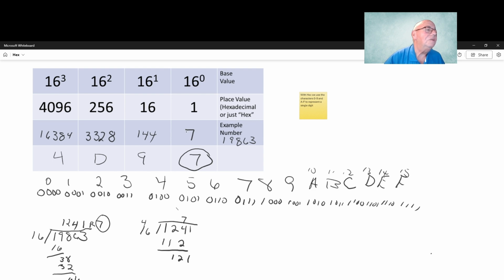So 16 goes into 121. Well, we know it goes about 7 times again. 7. We already know that answer. With 9 left over. So 77 remainder 9, and sure enough, here's a 9.